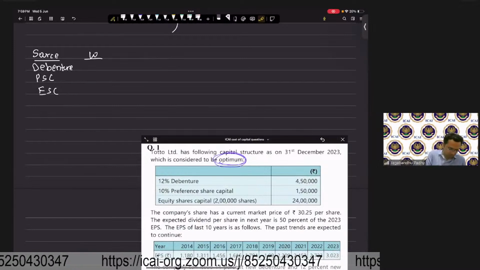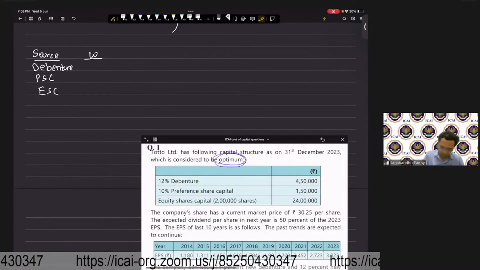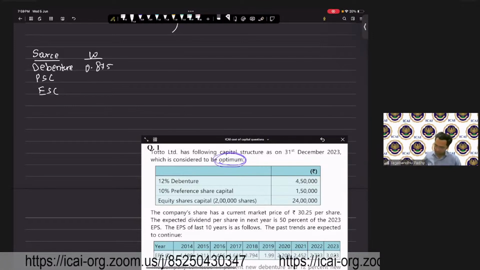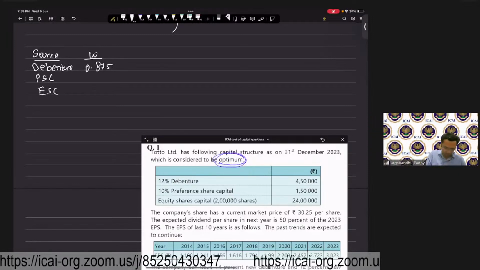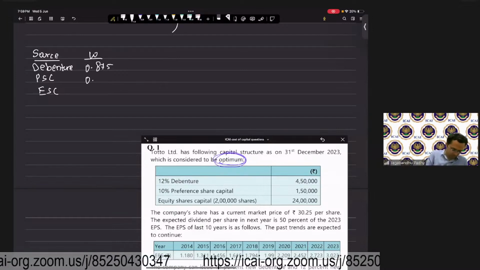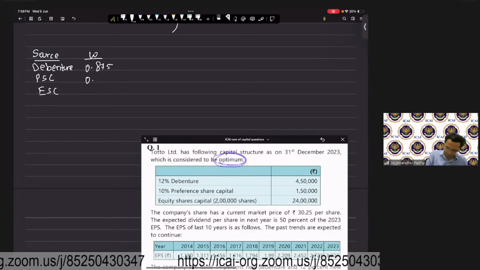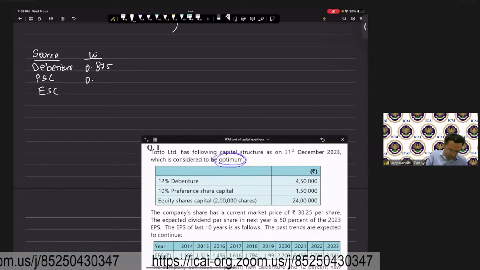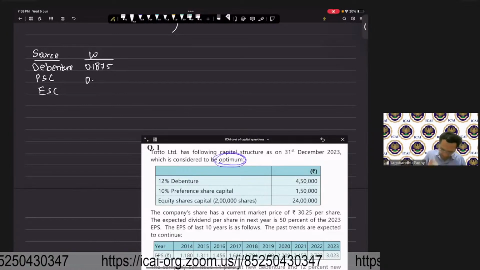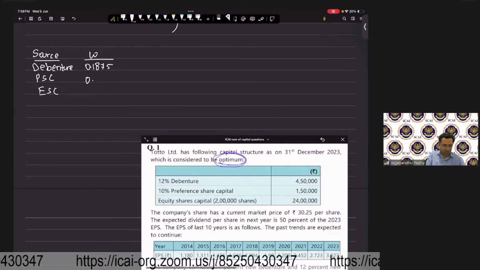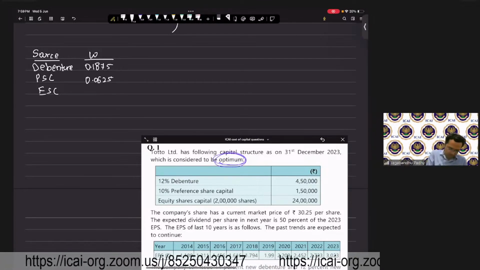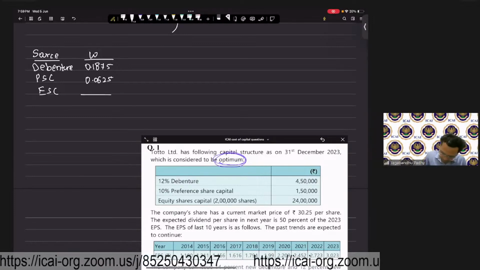So this is working out to how much? 450 divided by the total, the weightage is 0.875. Then preference share is 150 divided by 2,400, that's 0.0625. And the equity shareholders are supposed to be put as the balancing figure.